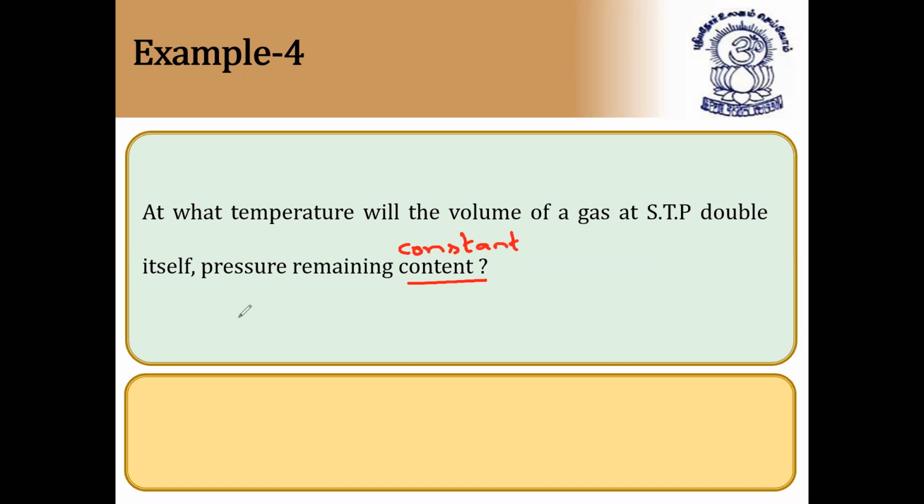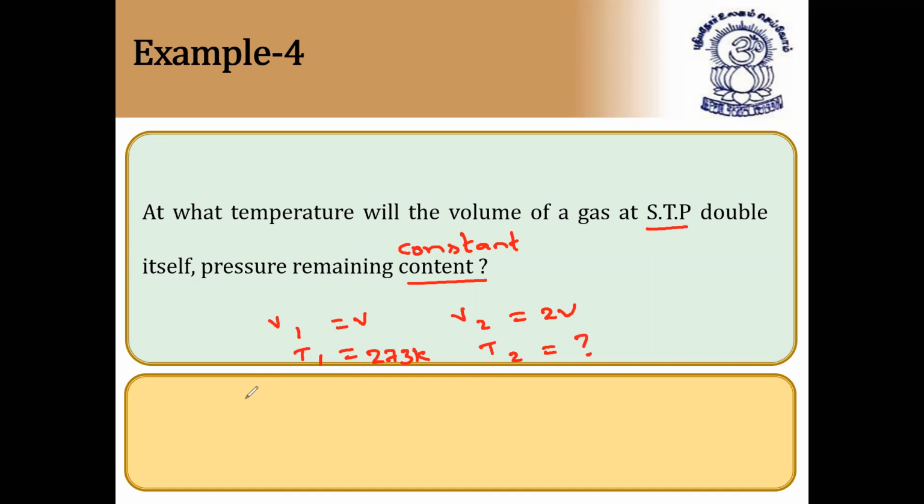So V1 is given as what volume? The volume of a gas at STP doubles itself. So take V1 is equal to V and V2 is equal to 2V because the volume is doubled. And T1 is the standard temperature at STP. STP means standard temperature is 273 kelvins. And T2 we have to find, the temperature in kelvins.